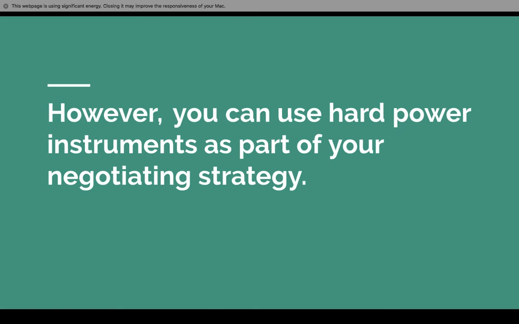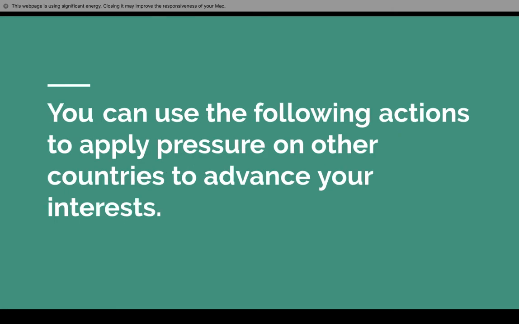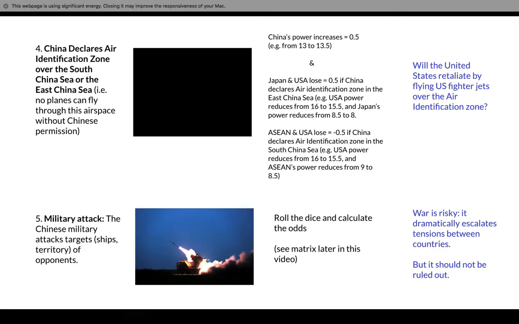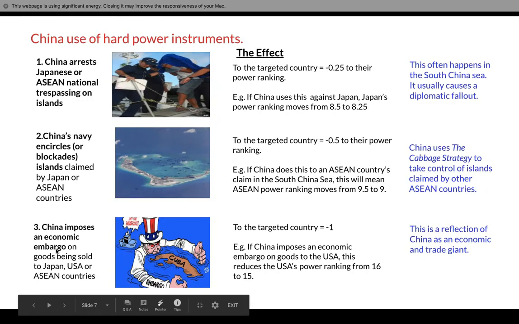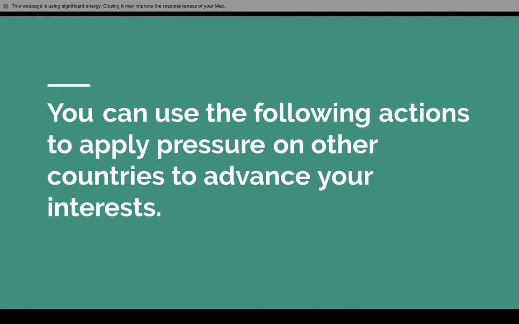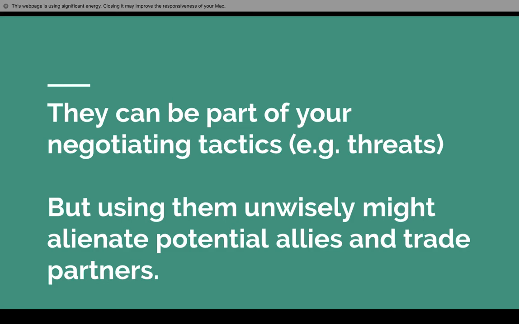However, you can use hard power instruments as part of your negotiating strategy. It does not just simply have to be about diplomacy and compromise and concessions. You can use the following actions to apply pressure on other countries to advance your interests. These actions include military attack. They include imposing economic embargoes. So, using aggressive tactics, economic and military power to advance your interests. So hard power can be part of your negotiating tactics.